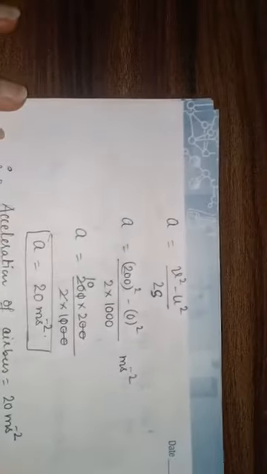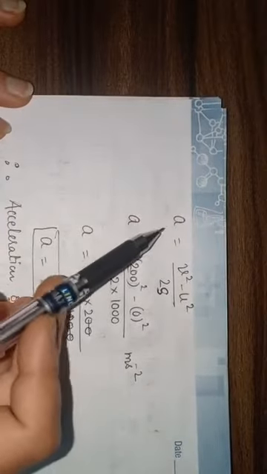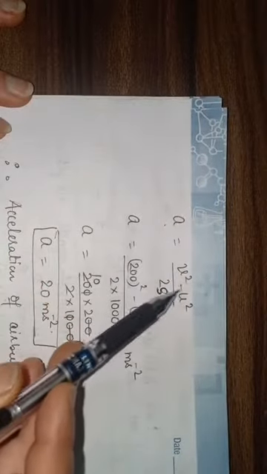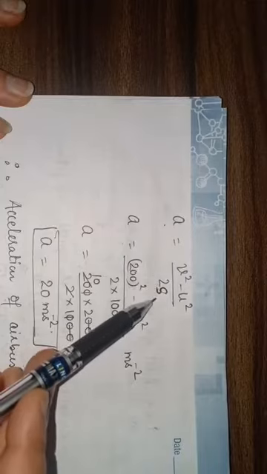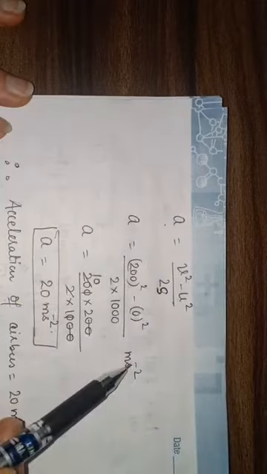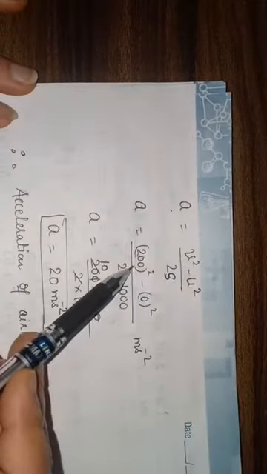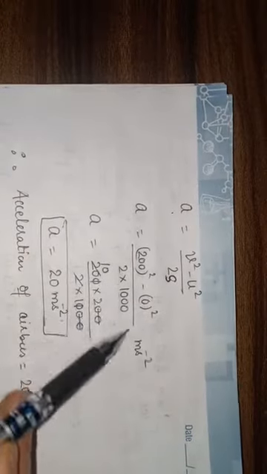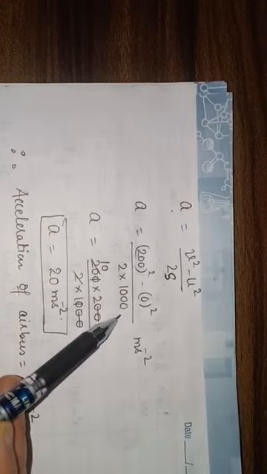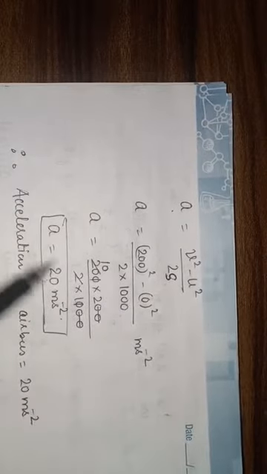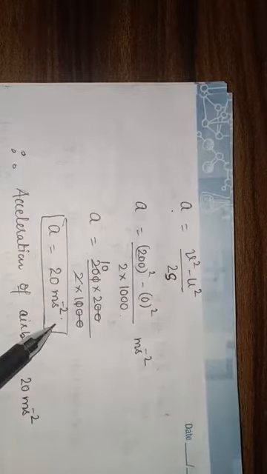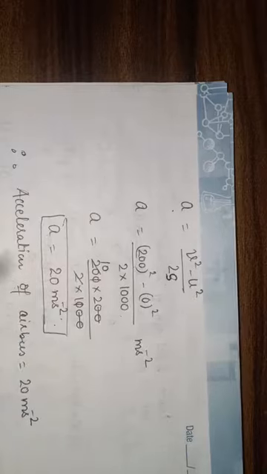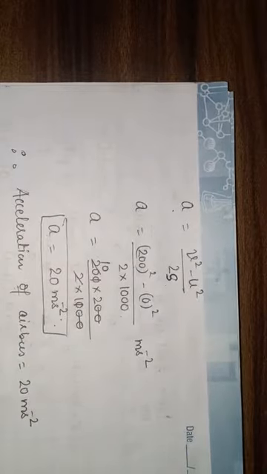Now substituting the values, first of all write the formula to calculate the acceleration: a is equal to (v square minus u square) upon 2s. So substitute all these values, your final velocity is 200, then it is (200 square minus 0 square) upon 2 multiplied by 1000. Now by solving this we will get the acceleration, that is 20 meter per second square. Therefore the acceleration of the bus is 20 meter per second square.